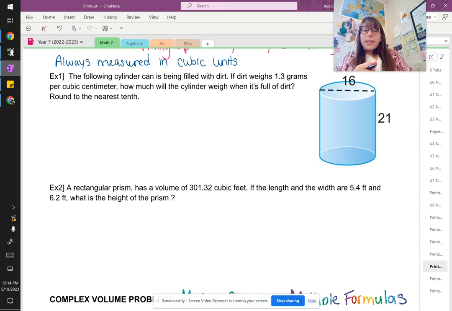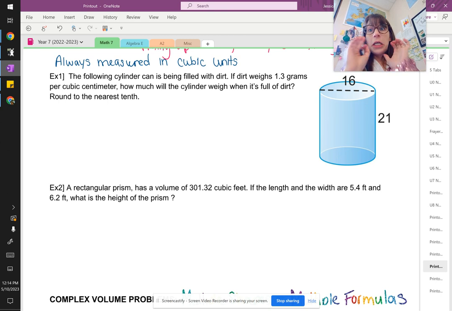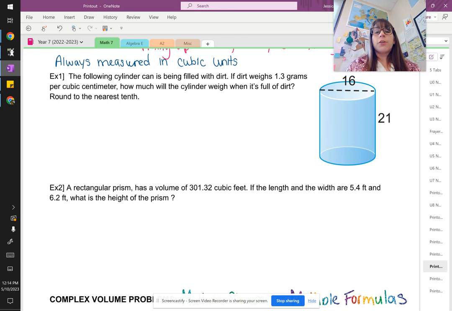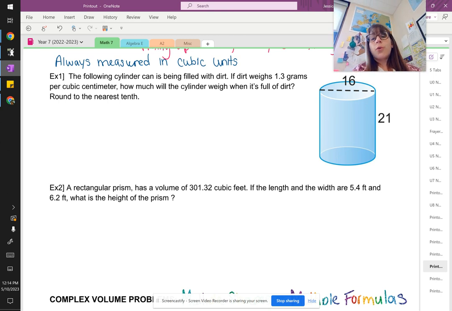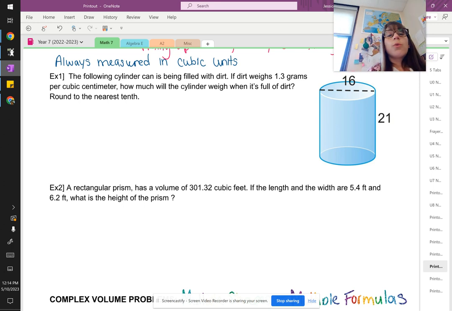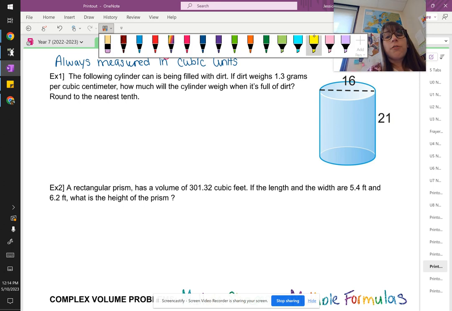Example number 1 on 9-3. The following cylinder can is being filled with dirt. If dirt weighs 1.3 grams per cubic centimeter, how much will the cylinder weigh when it is full of dirt? Round to the nearest tenth. So, a couple key things that tell us we're looking for volume here.